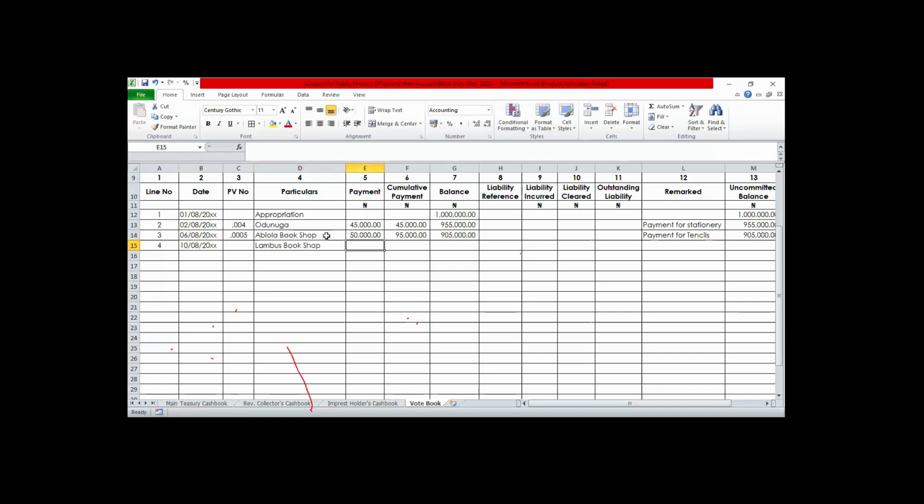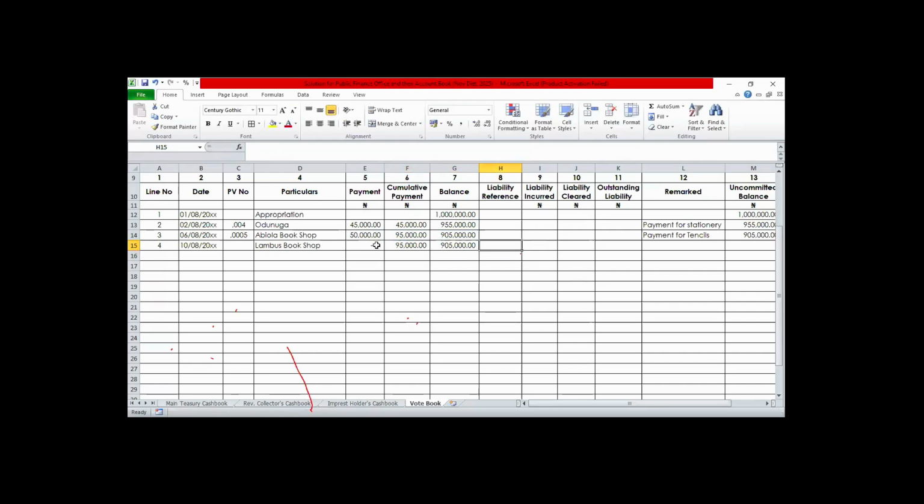You will not put anything under the payment. It's like you have a zero, nothing is there. Then the cumulative will continue. 0 plus that, this plus 0. You still have the same figure. Is it clear? Yes, sir. Then on the balance, that balance must also minus 0. The balance still remains the same.